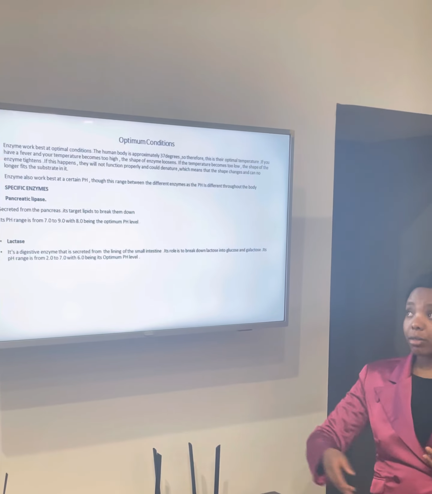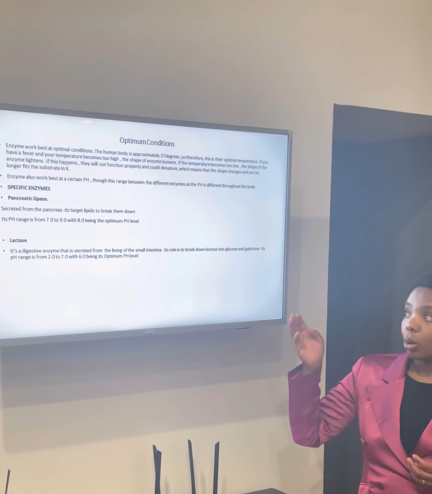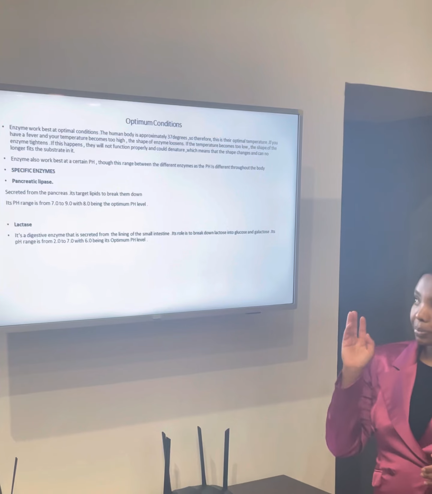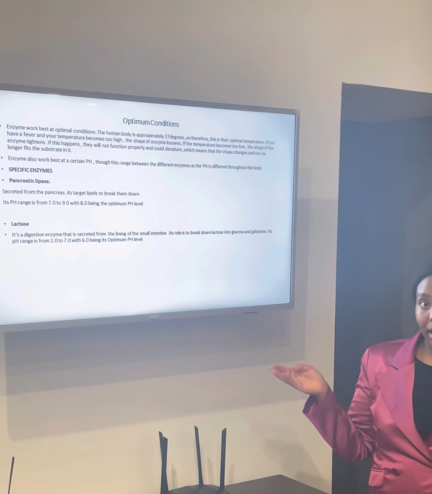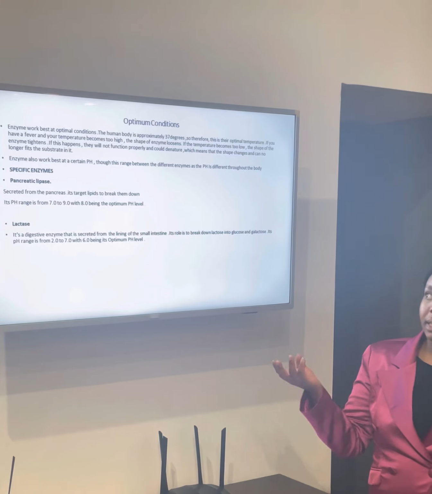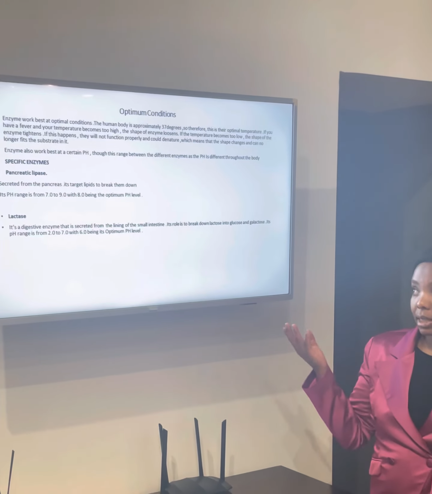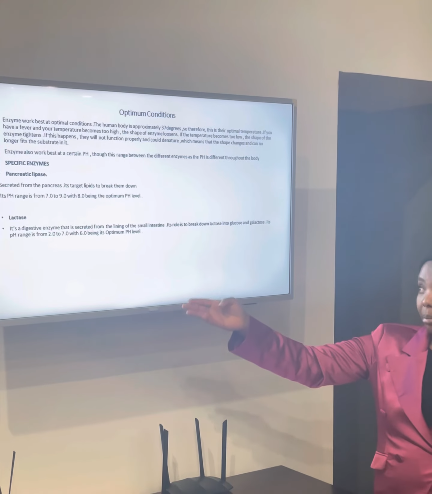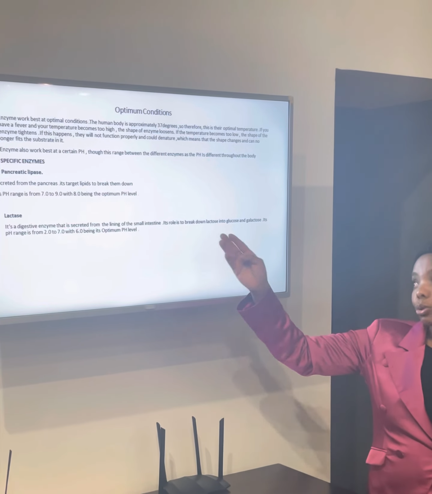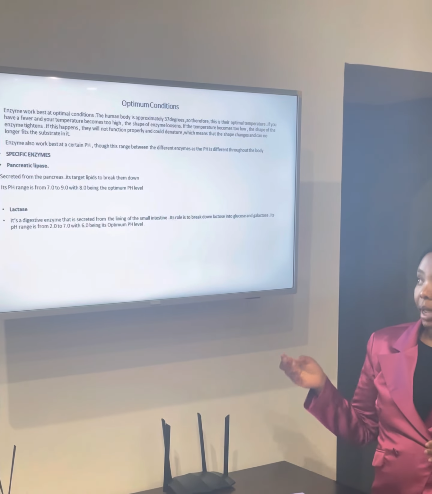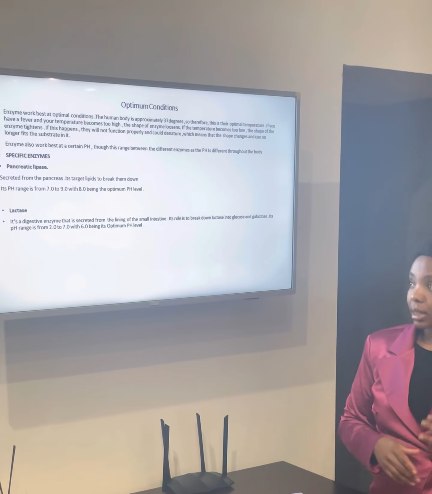For example, I have got two specific enzymes, which is pancreatic lipase, secreted from the pancreas, and it targets only lipids and breaks them down. Its optimal temperature is 37 degrees, and its pH ranges from 7 to 9, with 8 being its optimum pH level. The next one is lactase.